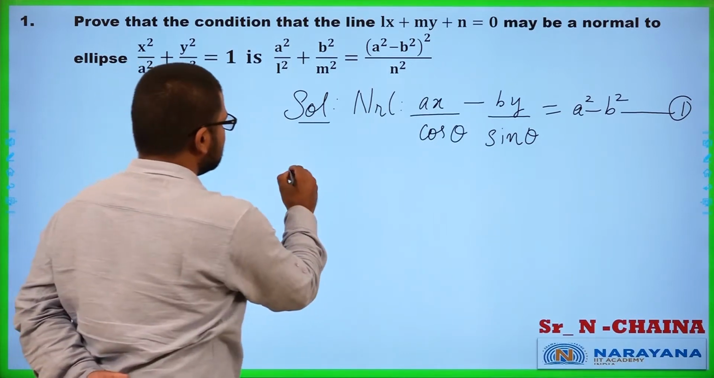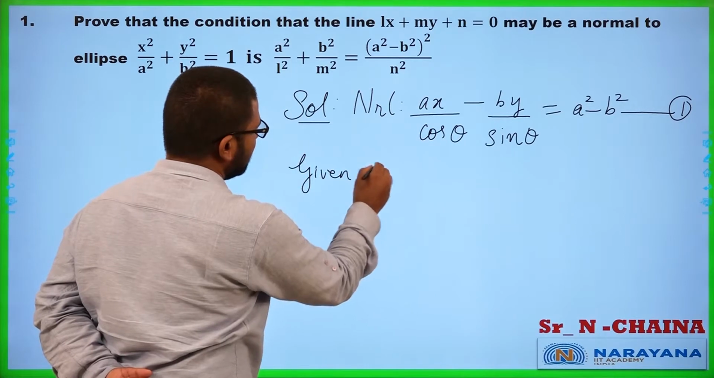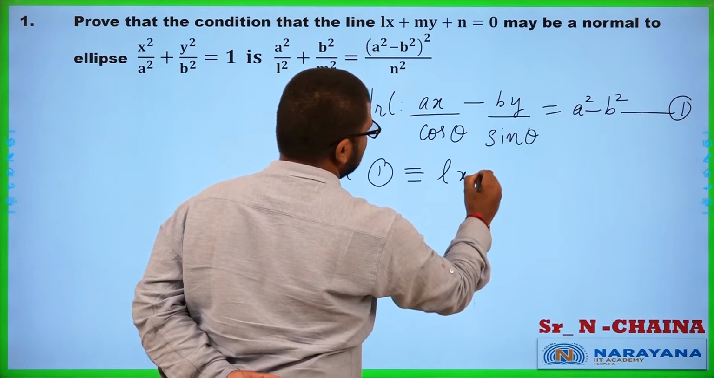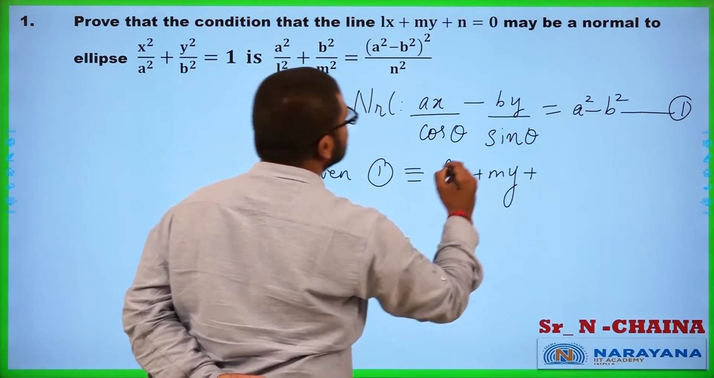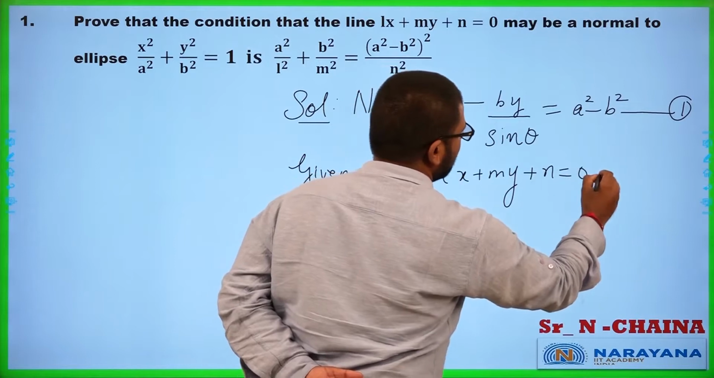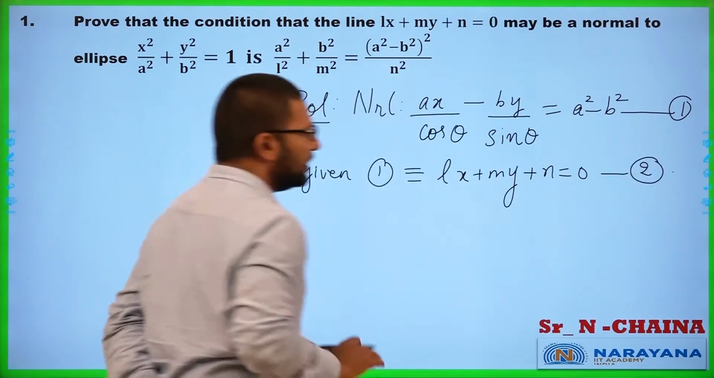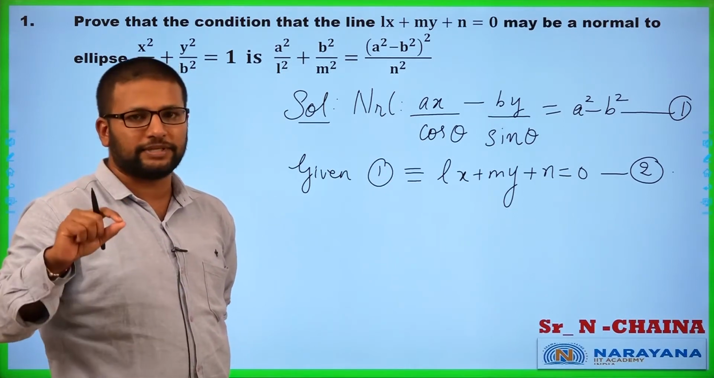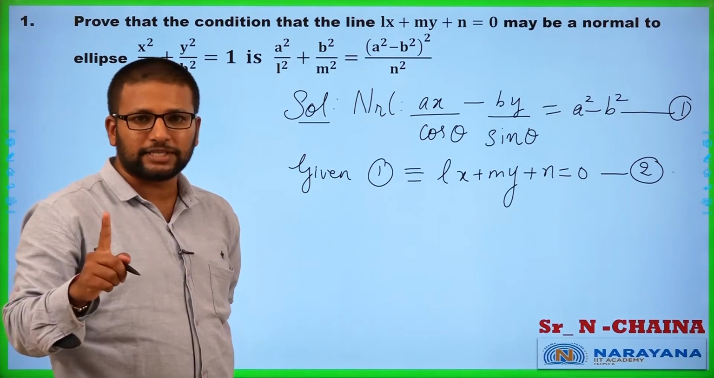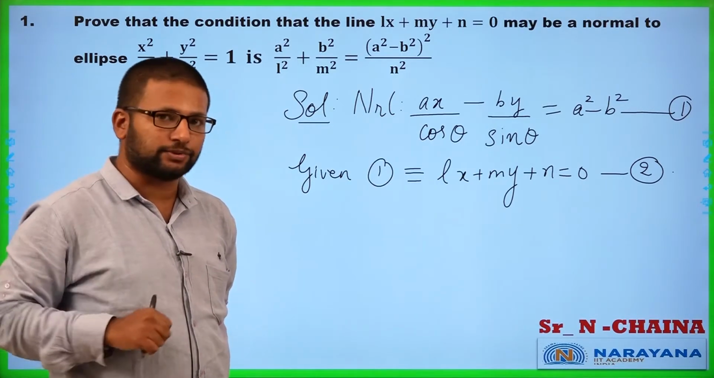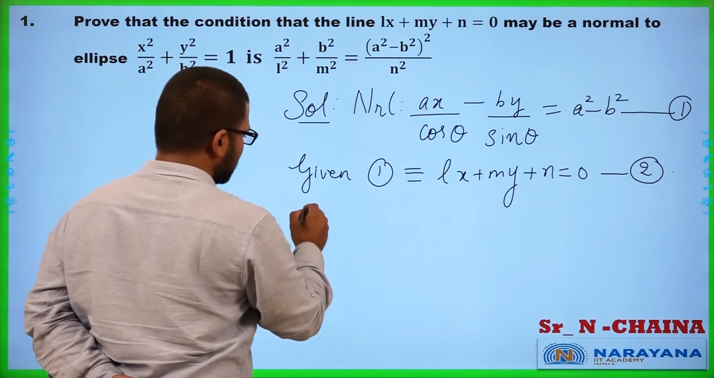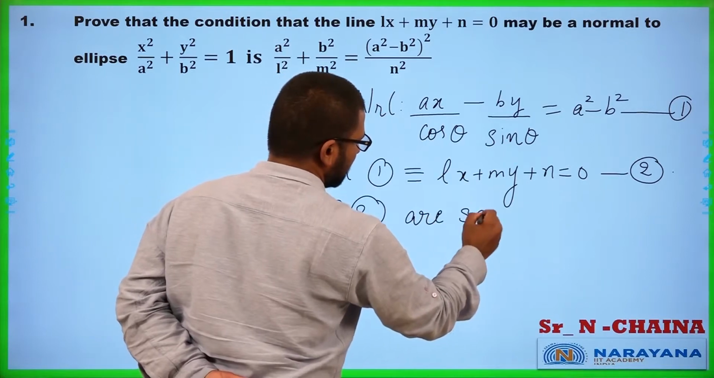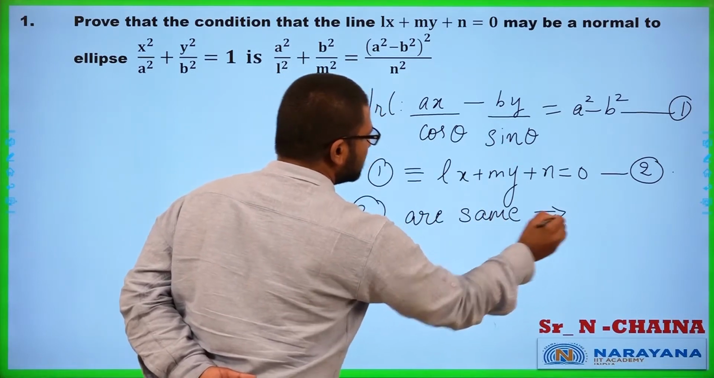Now it is given that this equation 1 is the same as, what is that equation given? Lx plus my plus n equal to 0. Let us call this equation 2. Now we know whenever two equations represent the same curve, we can always compare the coefficients. Mind you, don't equate the coefficients, but compare, meaning we will equate the ratios, correct? So 1 and 2 are same, therefore let us compare the coefficients, right?